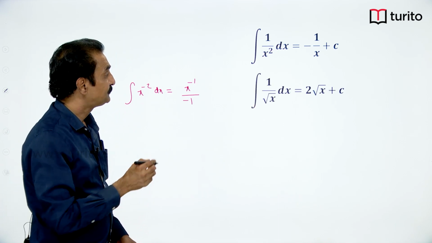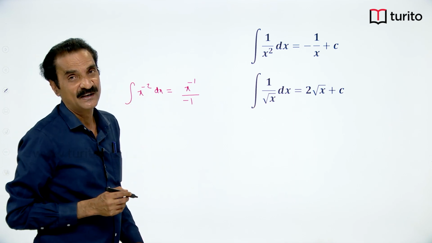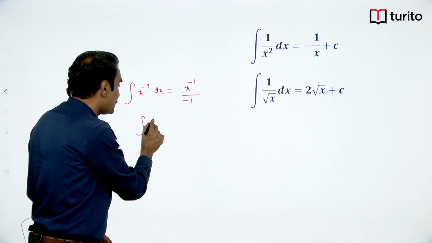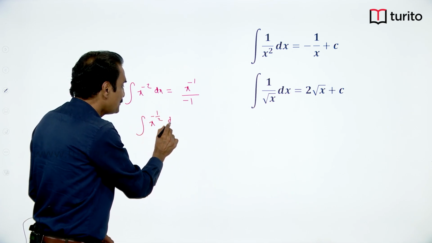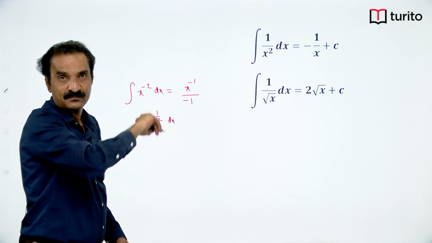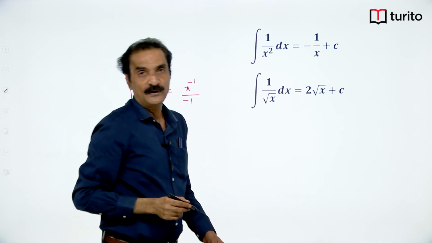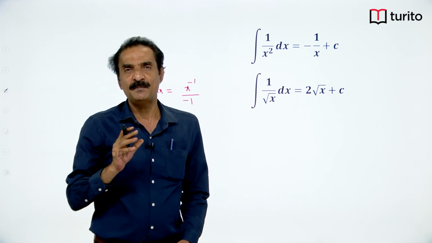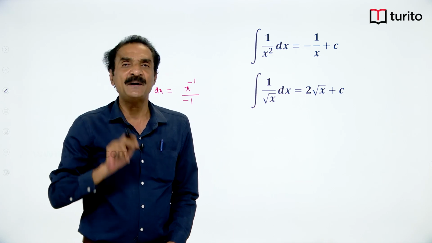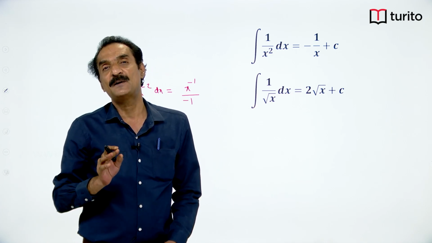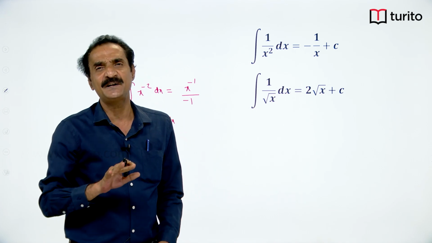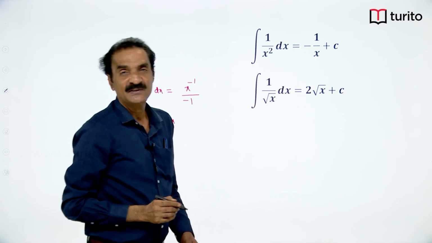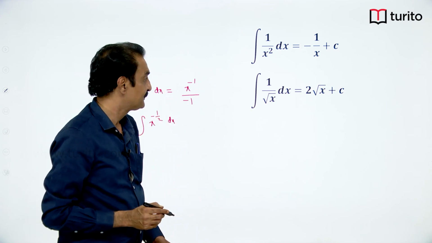Next, integral 1 by root x dx, by writing 1 by root x as x power minus 1 by 2, we can use that previous formula and get 2 root x, but remember this directly. In differentiation also, all of you remember that derivative of root x is 1 by 2 root x directly. Derivative of 1 by x is minus 1 by x square. Similarly, in integration, we should remember the shortcut way. Integral 1 by root x dx is 2 root x plus c.